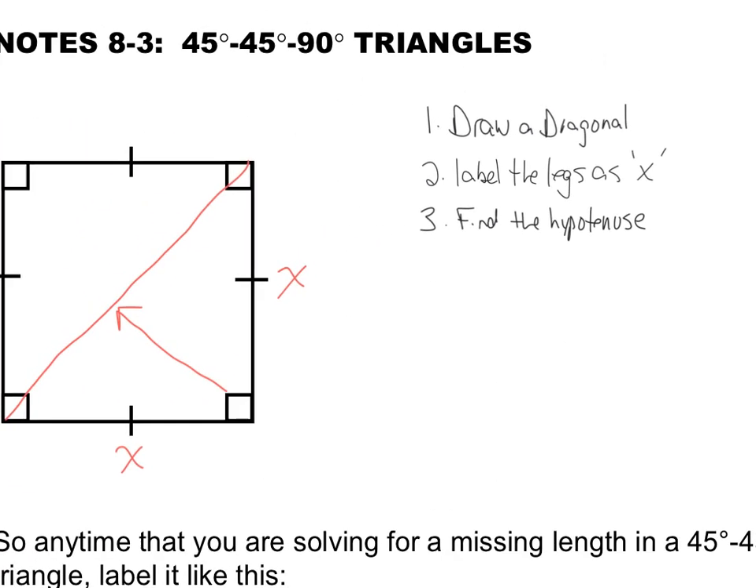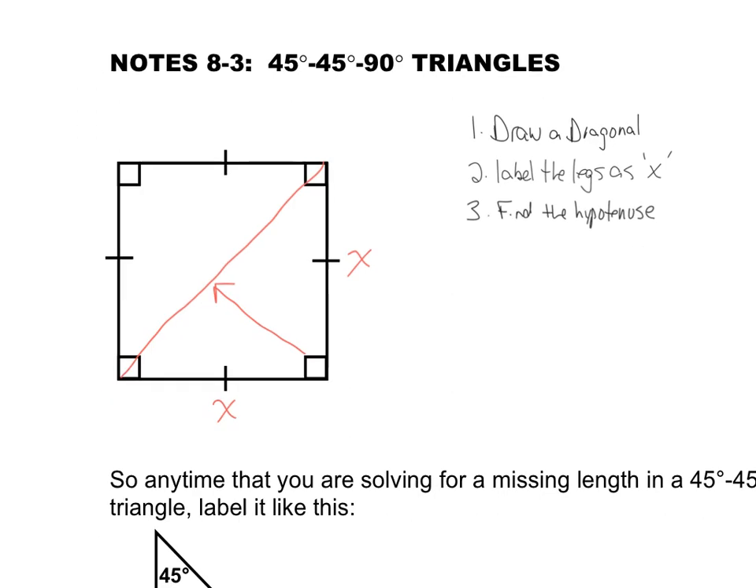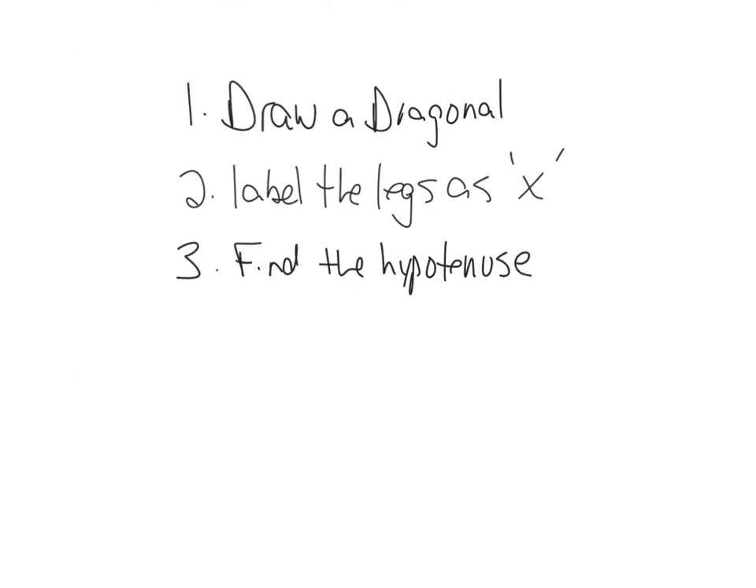So I can take the two legs, square them and add them together, and they should equal c squared, which is the hypotenuse. So I'm going to say x squared for one of the legs plus the other x squared should equal the hypotenuse squared by using the Pythagorean theorem. Now I can take x squared and add them together, and I get 2x squared equals c squared. Now we would take the square root of both sides.